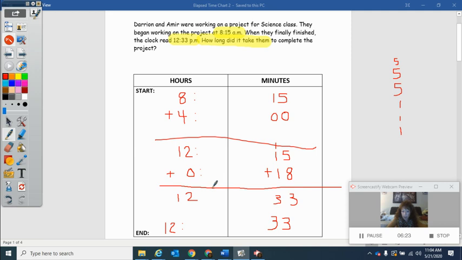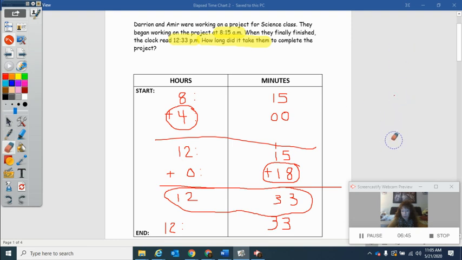So I do get my end time, 12:33. How much did I add? I added 4 hours and I added 18 minutes. Okay, another way to figure out the minutes would be to take my ending minute time, which is 33.